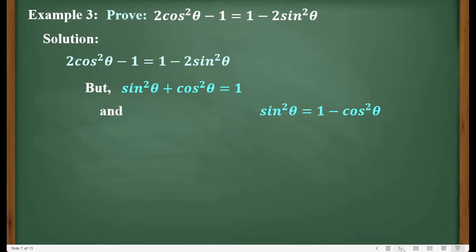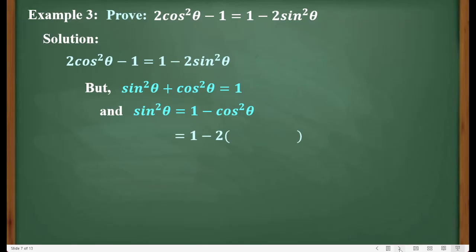And from this equation, we transform this, solving for sine squared theta, and that is equal to 1 minus cosine squared theta. So basically, what we're going to do is simplify again the right side, which is 1 minus 2 sine squared theta. For the left side, we copy 1 minus 2, and then sine squared theta will now be replaced by 1 minus cosine squared theta because of this Pythagorean identity.